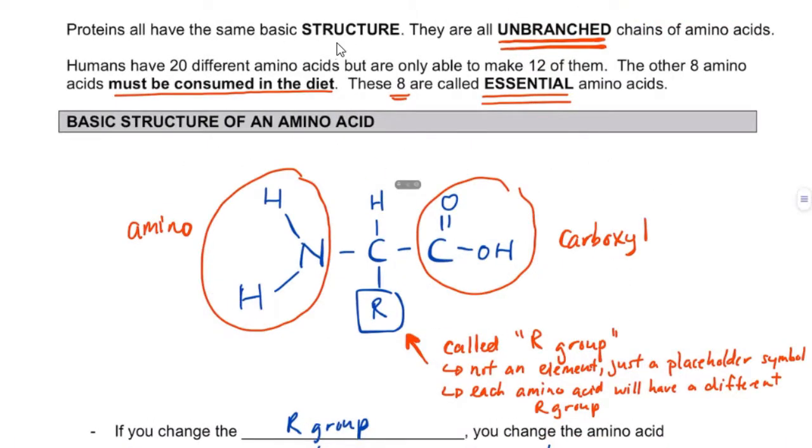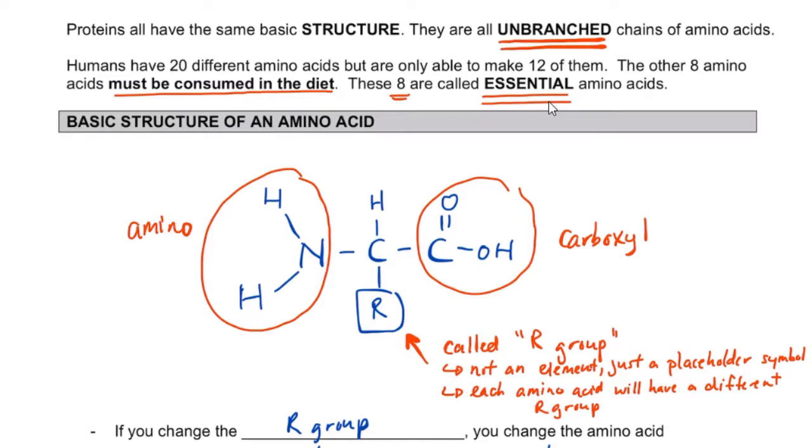All proteins have the same basic structure, as all amino acids do. They're all unbranched. We have 20 different amino acids in the human body. So all of your proteins, they're made up of a combination of these 20 amino acids. You are actually only able to make 12 of them, though. Your body has the machines that can make 12 amino acids. The other 8 amino acids that you cannot make are going to be consumed in your diet. That's why we call these 8 essential in your diet.